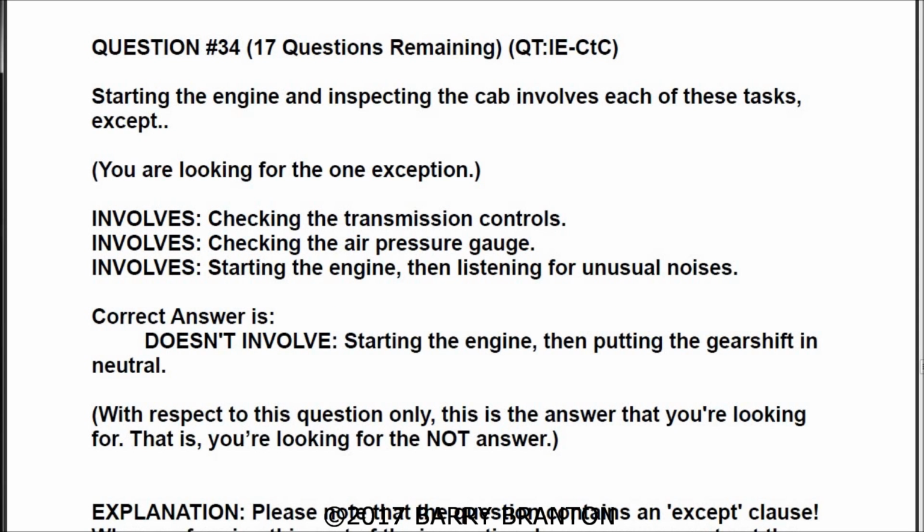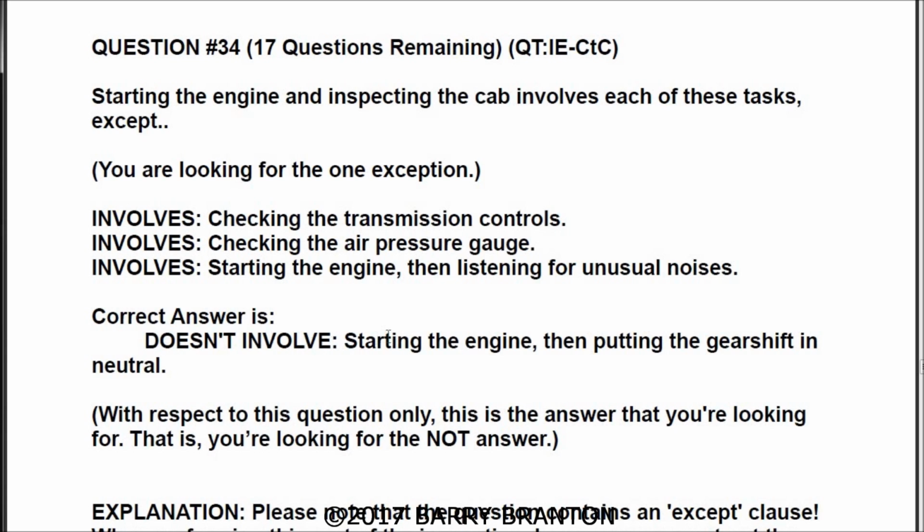Question 34. Starting the engine and inspecting the cab involves each of these tasks, except. So here you're looking for the exception. Well, what does it involve? It involves checking the transmission controls. It involves checking the air pressure gauge. It involves starting the engine, then listening for unusual noises. Okay, but the question is asking for the exception. So the correct answer is what it doesn't involve.